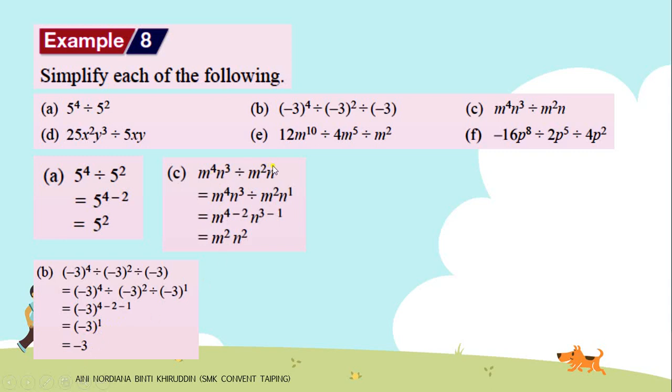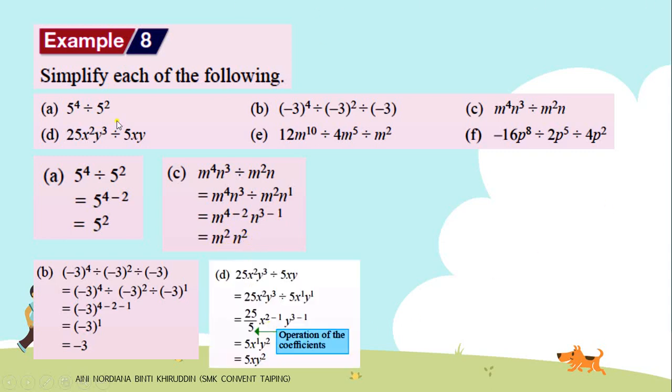For C, m to the power of 4, n to the power of 3 divided by m square n. So 4 minus 2, because m here is the same base m. So for base n, 3 minus 1. So this is the final answer. 4 minus 2 is 2. 3 minus 1 is equal to 2. So the final answer is m square, n square.